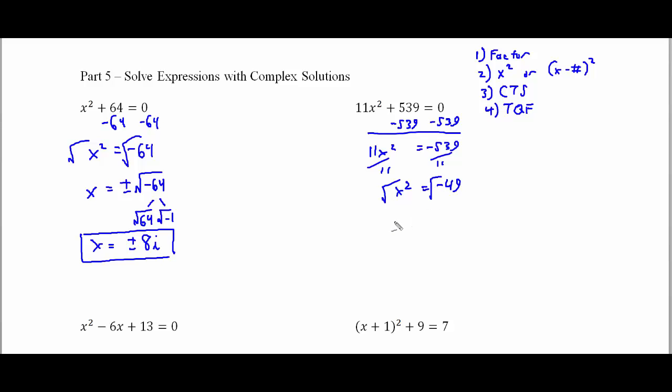Now that the x squared is isolated, we see that x is equal to plus or minus the square root of negative 49, which I can then split up into the square root of 49 and the square root of negative 1. So x is equal to plus or minus 7i. And that's the answer to that problem. So 2 down, 4 to go.